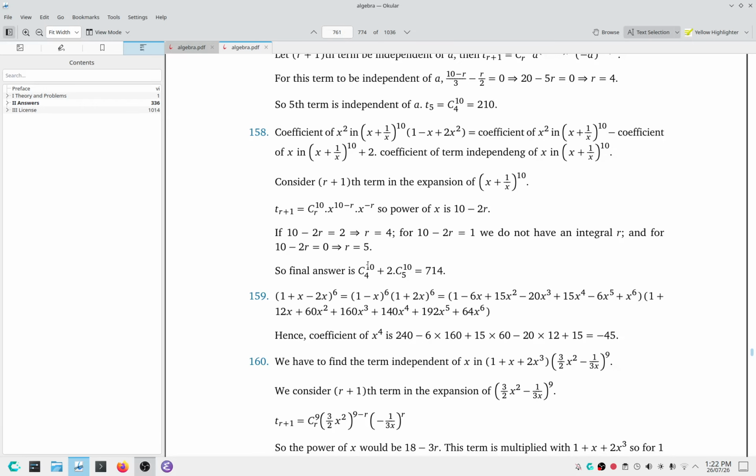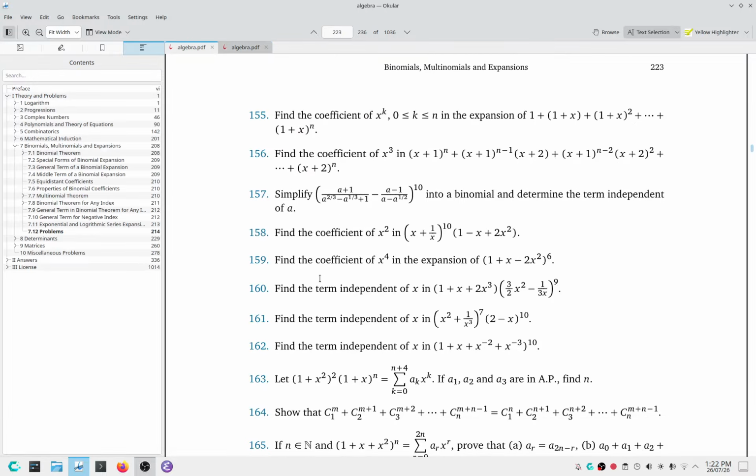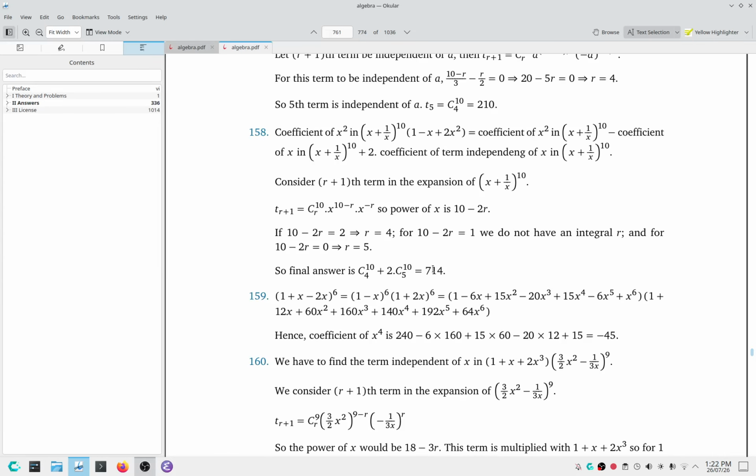The final answer would be 10C4 plus 2 times 10C5. That is 714. Question 159 says, let's find the coefficient of x to the power 4 in the expansion of (1 plus x minus 2x squared) to the power 6.